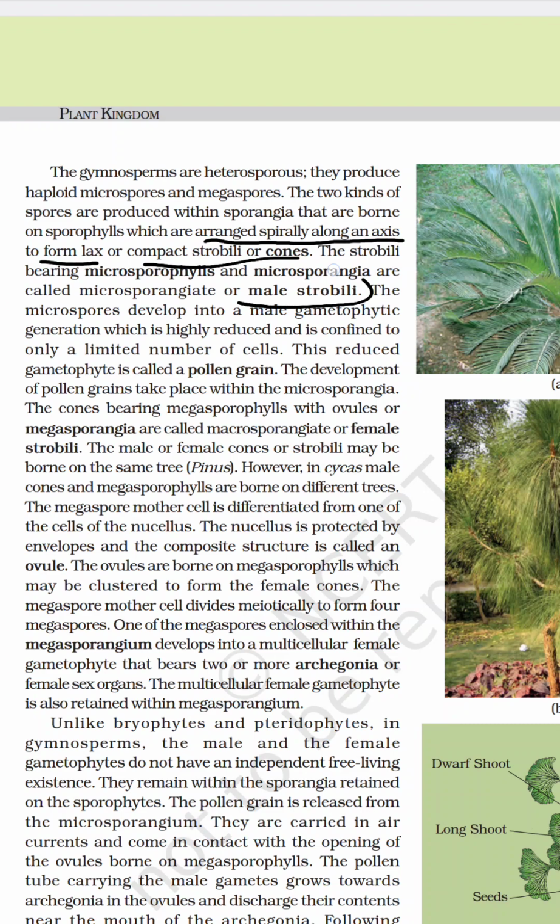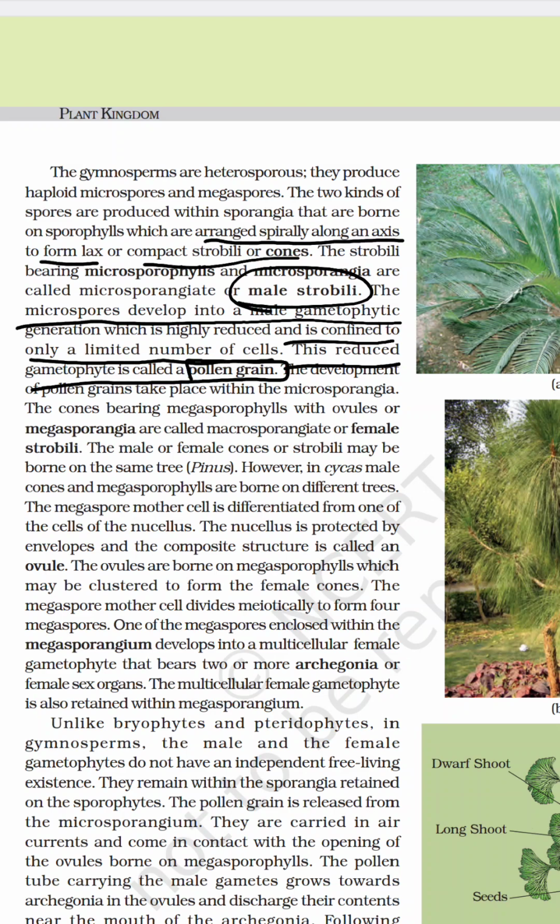The microsporangiate strobilus is known as the male strobilus. It develops into the male gametophyte, which is confined to only a limited number of cells. This reduced gametophyte is known as the pollen grain. From the male strobili, microspores are developed, and from the microspores the male gametophyte develops through division. The development of the pollen grains takes place within the sporangia.